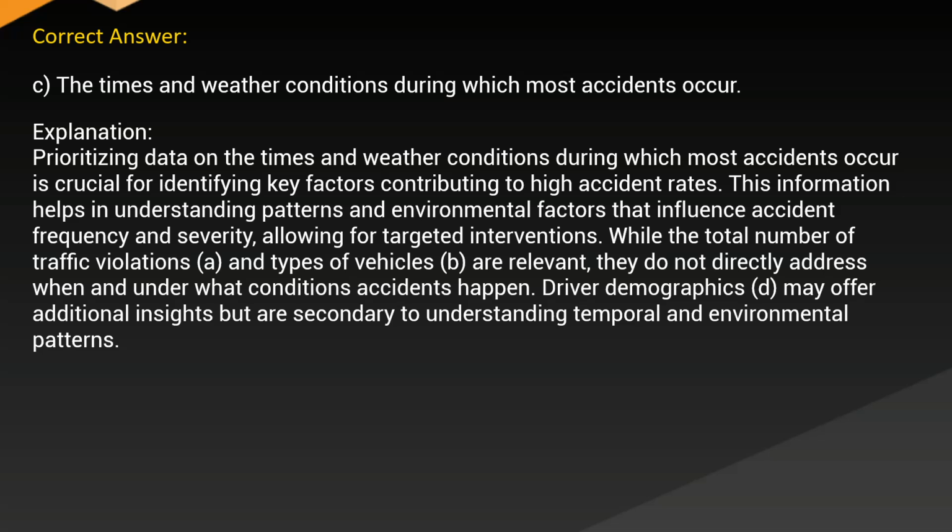While the total number of traffic violations, A, and types of vehicles, B, are relevant, they do not directly address when and under what conditions accidents happen. Driver demographics, D, may offer additional insights but are secondary to understanding temporal and environmental patterns.